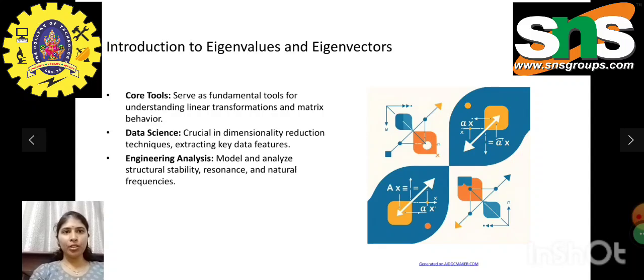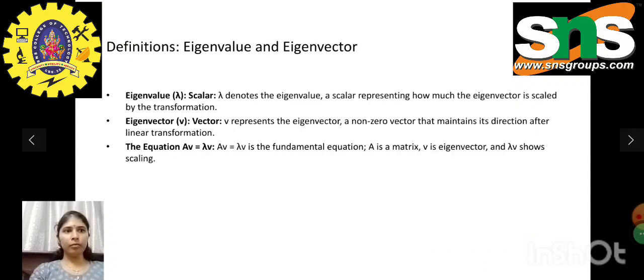So first is introduction to eigenvalue and eigenvector. They serve as fundamental tools for understanding linear transformation and matrix behavior. In data science, they are crucial in dimensionality reduction techniques, extracting key data features. Next, in engineering analysis, modeling and analyzing structural stability, resonance and natural frequencies. Next is definitions of eigenvalue and eigenvector.